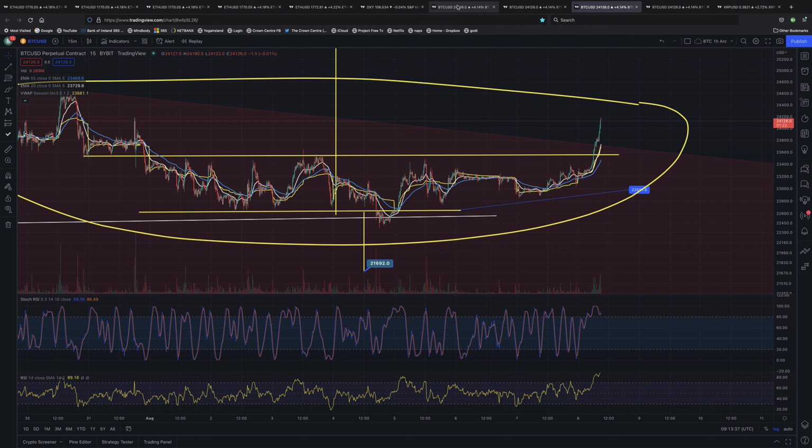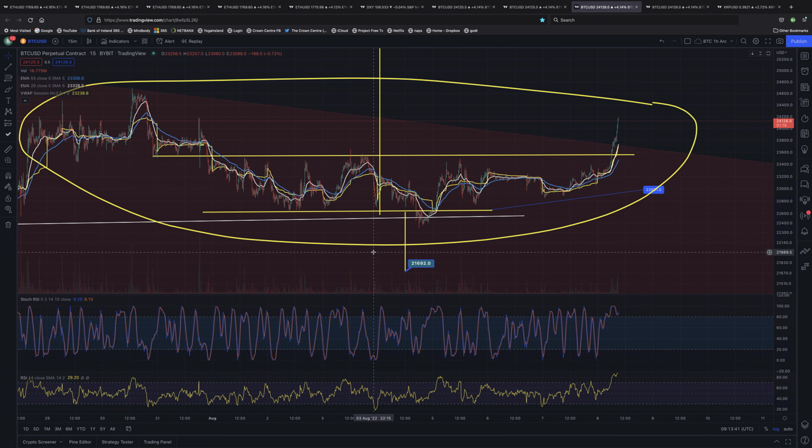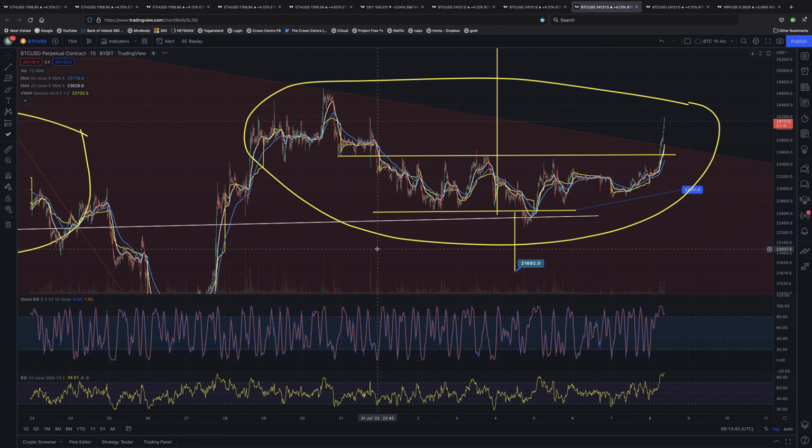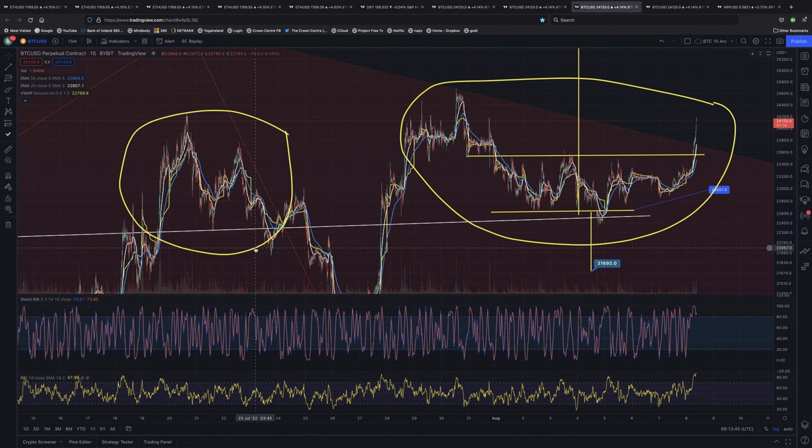If they don't hold and it looks like it's collapsing downwards, then again we're looking at downwards movements. But for the moment, we do need a cool off in RSIs, in momentum.